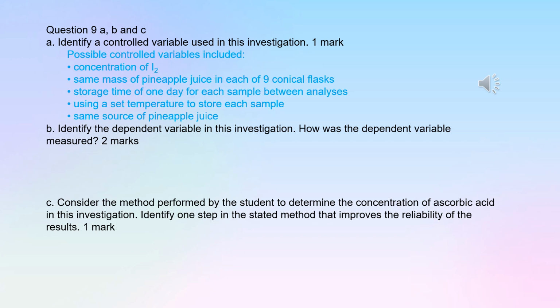A dependent variable is a variable that changes because of the independent variable manipulation. Here, the stability of ascorbic acid, or the concentration of ascorbic acid, is the dependent variable. It is measured by the titer volume of iodine.